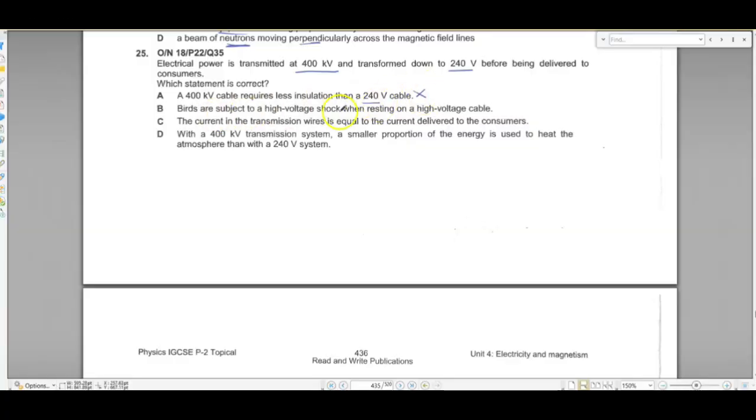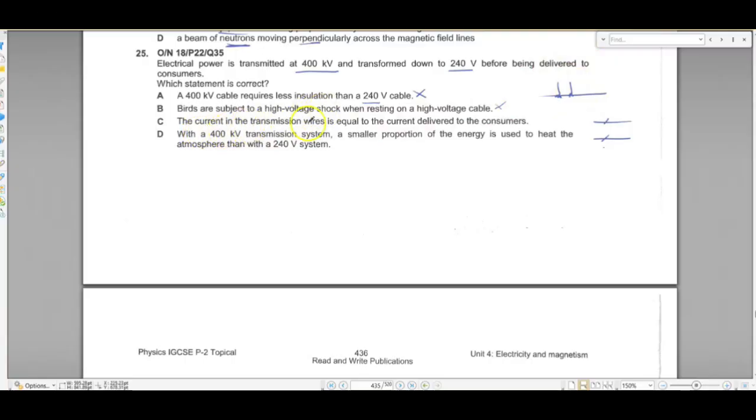Birds are subjected to high voltage shock when resting on a high voltage cable. They are not subject to high voltage shock if both their feet are on the same line. If there are two lines passing by and they keep one foot on this line and one foot on the other line, then they are going to be subject to high voltage shock, unless they are on the same wire. So the voltage across their body is going to match with this and they are not going to get shocked, however high the voltage be.